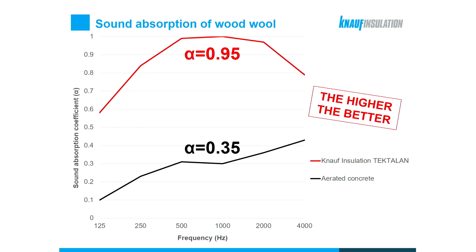misfortunate events. And here is a sound absorption chart for a wood wool board Podán by Knauf Insulation compared to the aerated concrete of same thickness. So there is quite a difference between the two in the entire frequency range, and the difference of 0.6 in the average alpha value. So from 0.35 for the aerated concrete to 0.95 for Podán, for a wood wool.